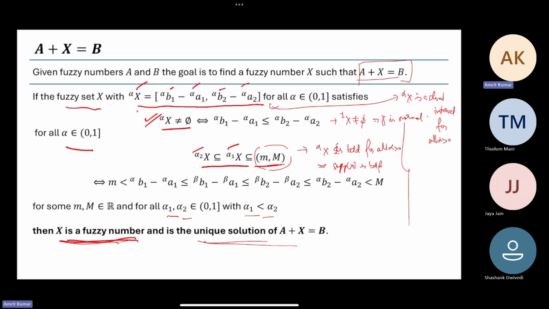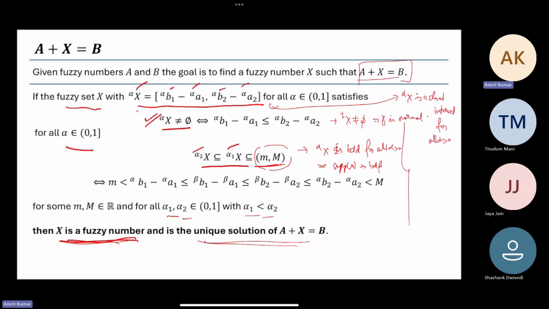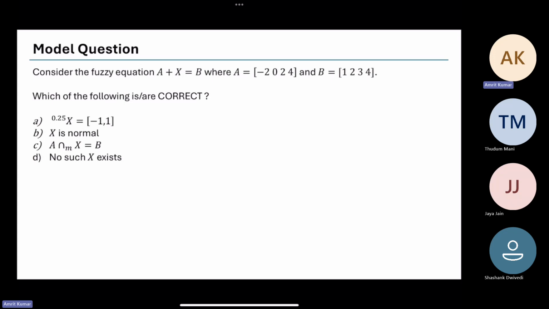And moreover, it is a unique solution of A plus X equals B. Right, so this is basically the funda we use to solve equations of the form A plus X equals B. All this may seem a bit complicated, but we'll do an example and you'll find that it's very easy. Nothing very, very fancy. So we have two fuzzy numbers A and B over the real line, and we need to find a fuzzy number X such that A plus X is equal to B.